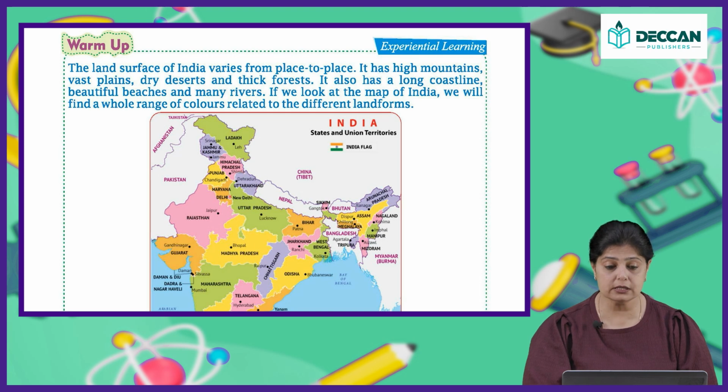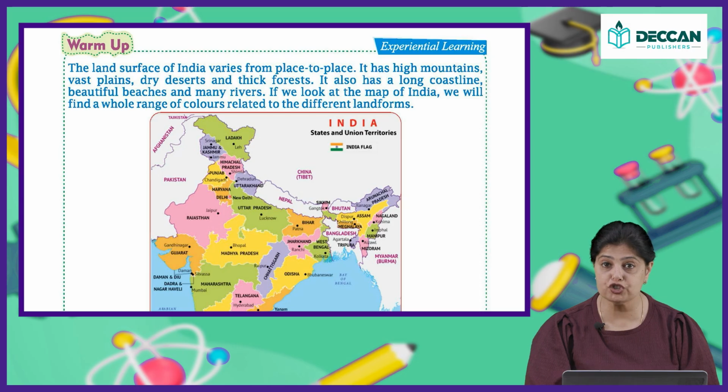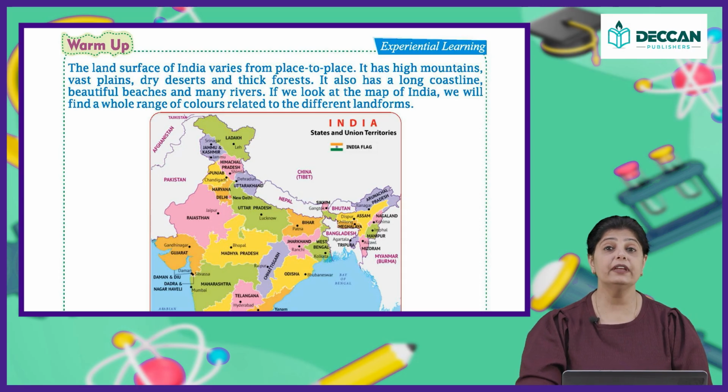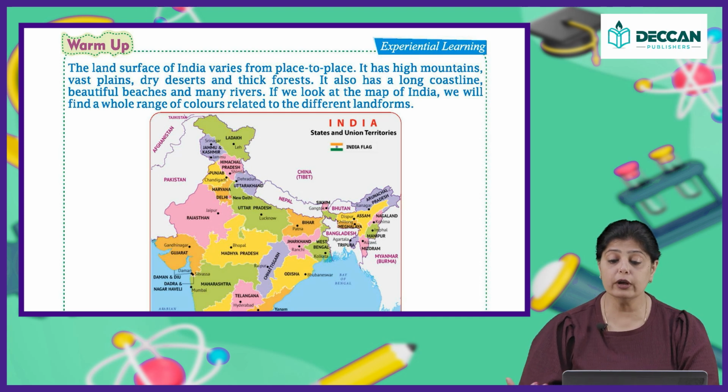It has high mountains, vast plains, dry deserts and also thick forests. It also has a long coastline, beautiful beaches and many rivers. If we look at the map of India, we will find a whole range of colors related to the different landforms. So, we have different landforms, all these plateaus, plains, mountain ranges. These are known as the landforms of India. If you look at the map, you will find different landforms marked in different colors.